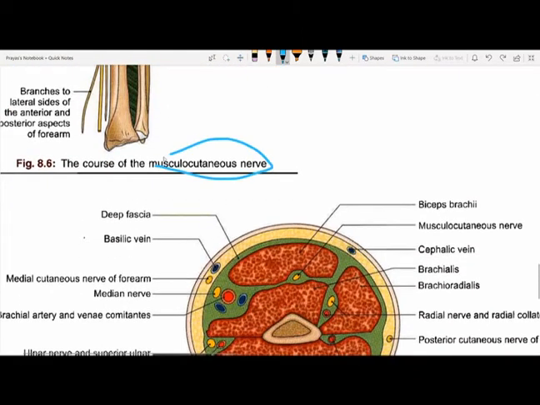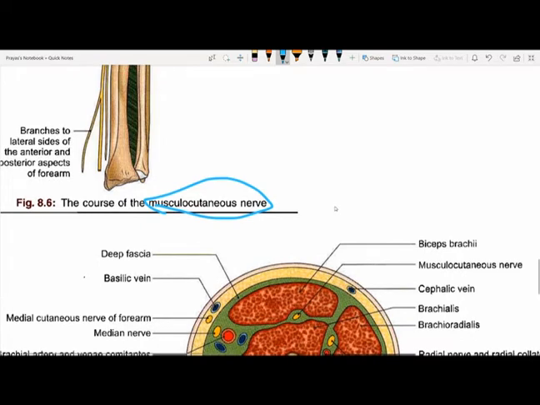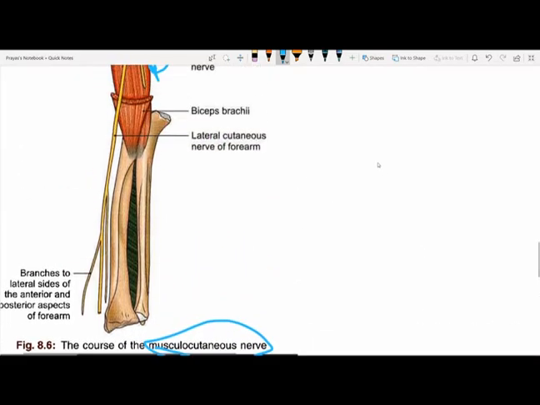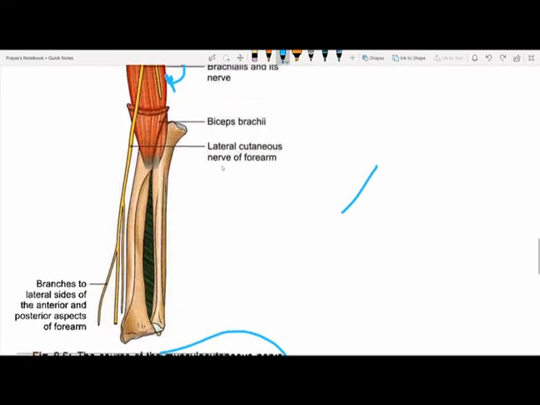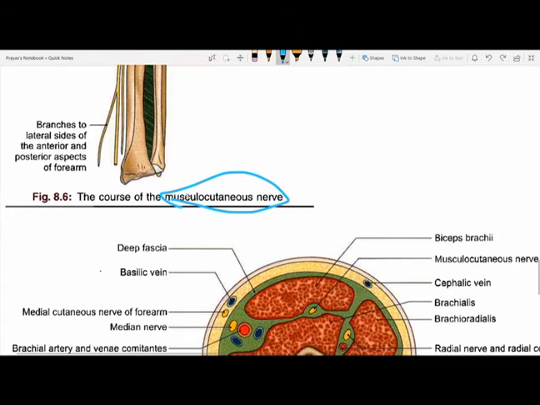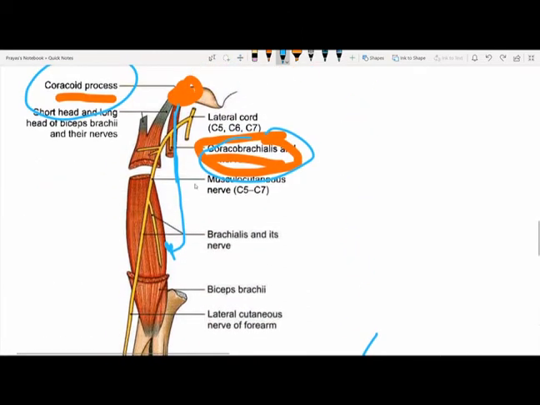One of the most important nerves of your arm is called the musculocutaneous nerve, which originates from the lateral branch of the brachial plexus, which I've covered in one of my other review session videos. So it is one of the branches of the brachial plexus. It is very important for you to understand the pathway of this nerve.